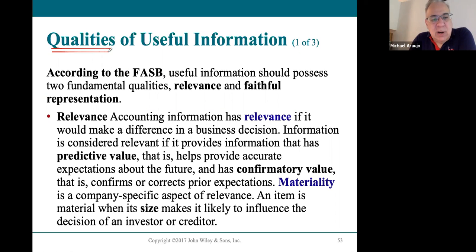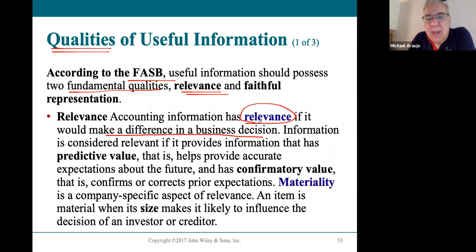Qualities of information according to FASB. So first of all, there are two fundamental qualities of information. One is that the accounting information needs to be relevant. In order to be relevant, the financial information would make a difference in a business decision. And in most business decision cases, there's some financial consideration at stake. And so this is basically what we would consider relevance.